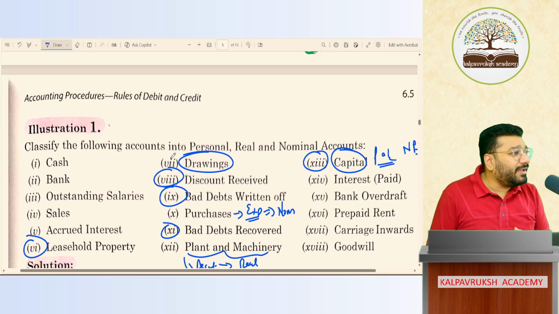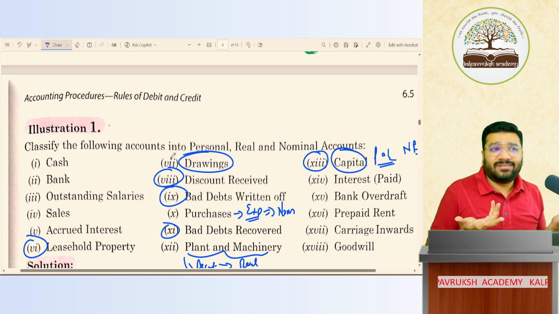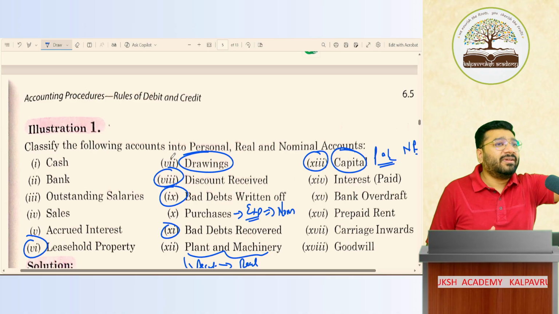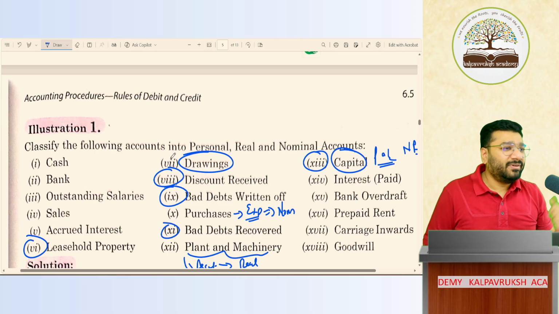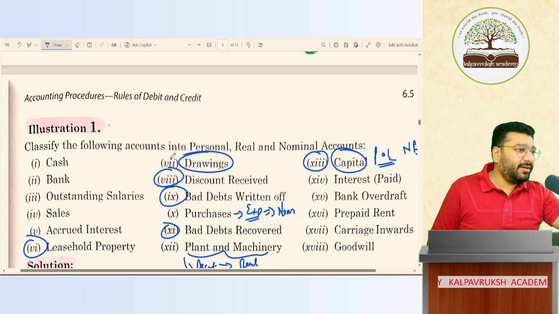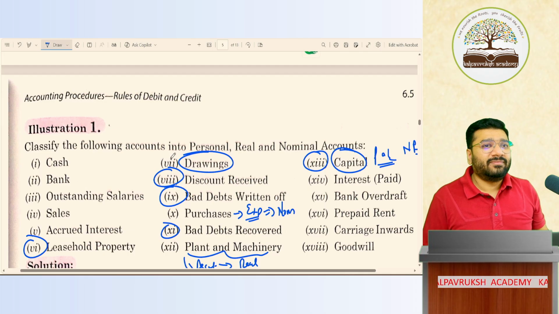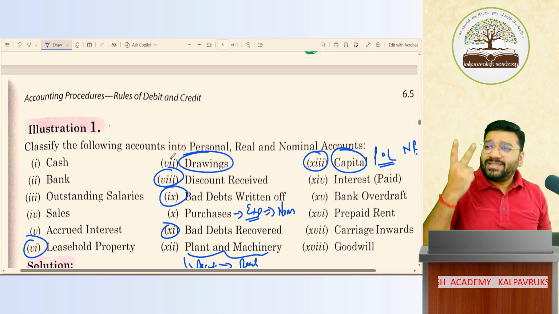When did I teach you this? Very good. He is the one smart boy, and you are all dull fellows. Clap for him. Is he doing CA? Very good. Dull people, dull.